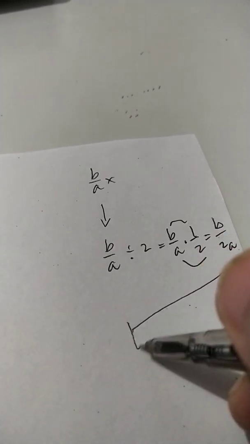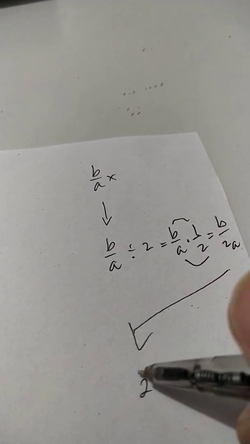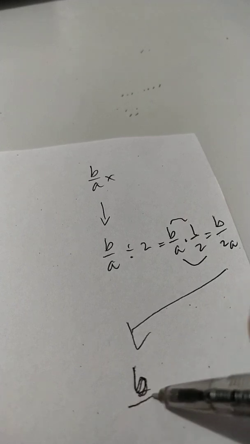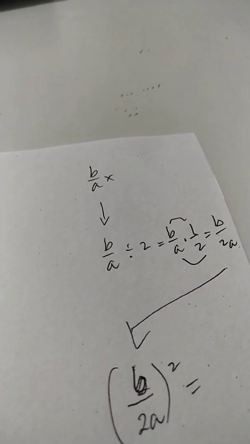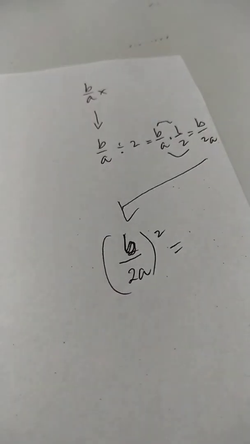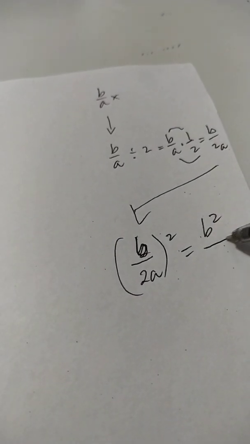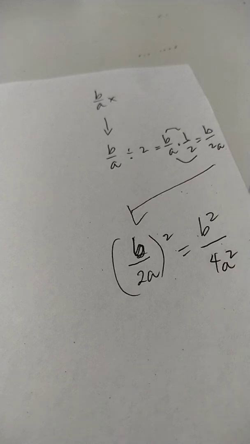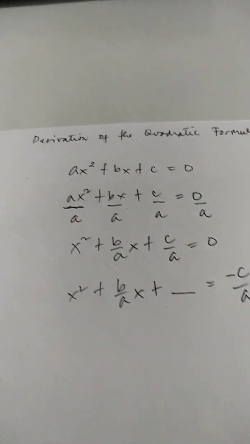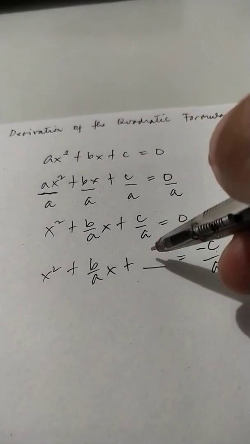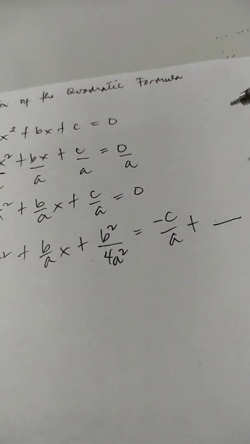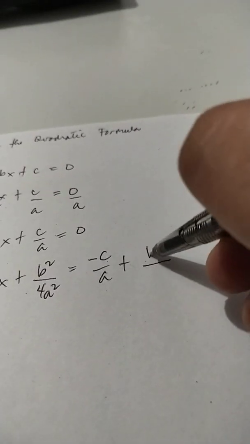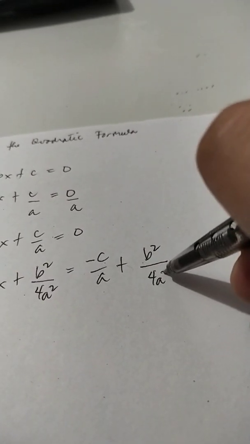Now that 2a and that b over 2a, we have to get its square. And that is b squared over 4a squared. That b squared over 4a squared should be supplied on the blank. We have b squared over 4a squared is equal to b squared over 4a squared.